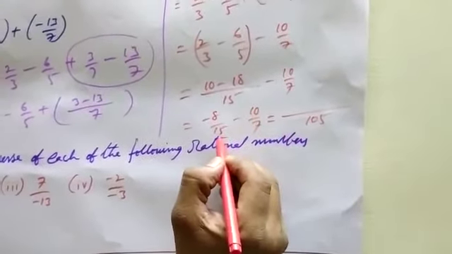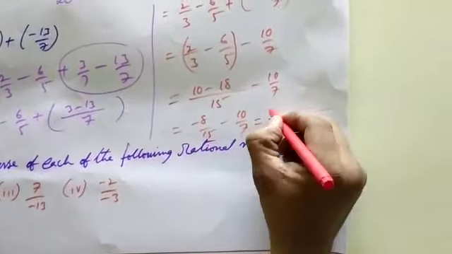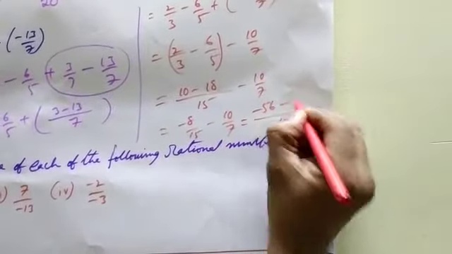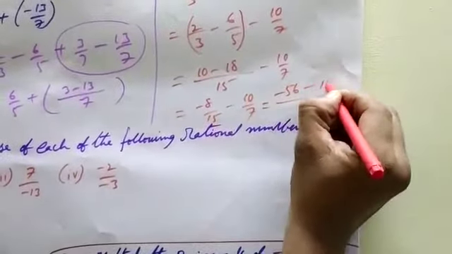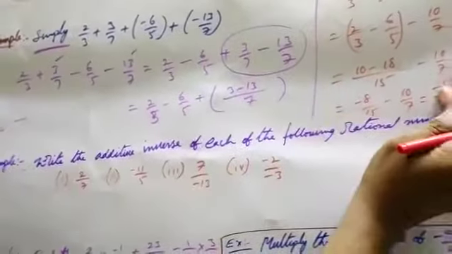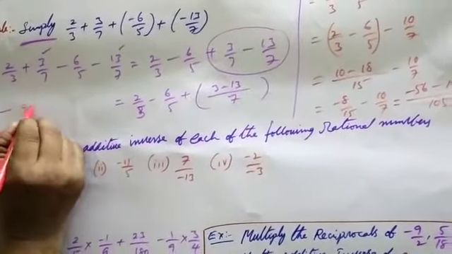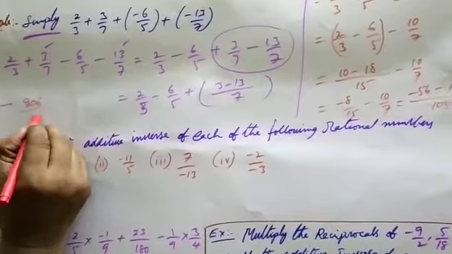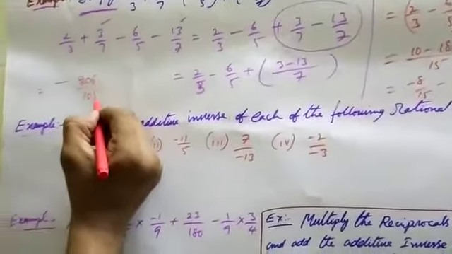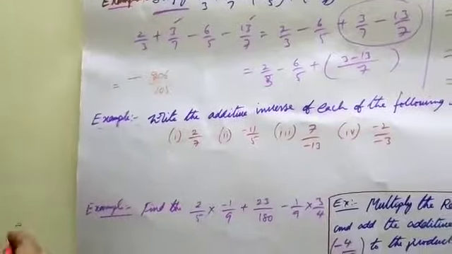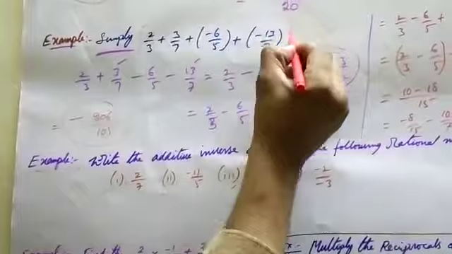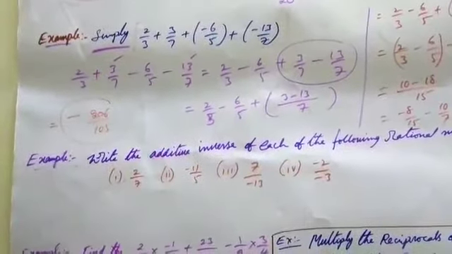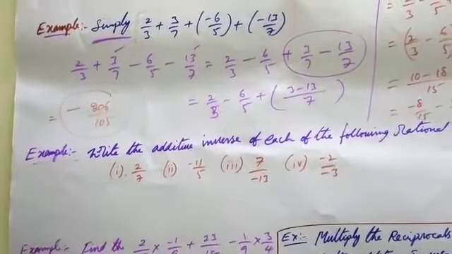105 divided by 15 means 7. 7 into 8, 56 minus 50. 105 by 7 means 15. 15 into 10, 150. What is the total? The final result is minus 206 divided by 105. In the numerator, an even number, and in the denominator, an odd number, so it does not simplify. According to this sum, the final result is minus 206 divided by 105. Go to one more example.